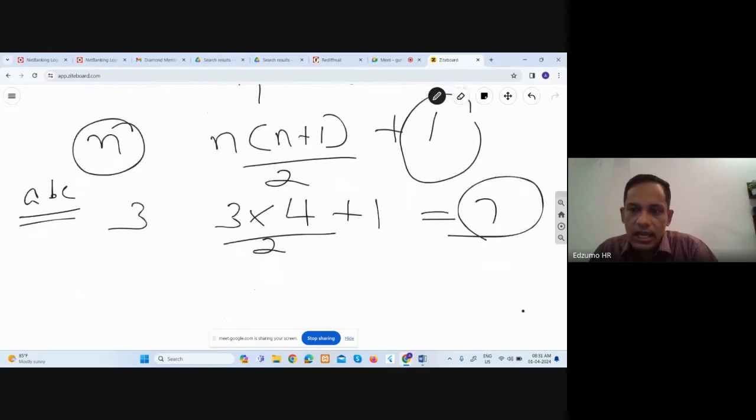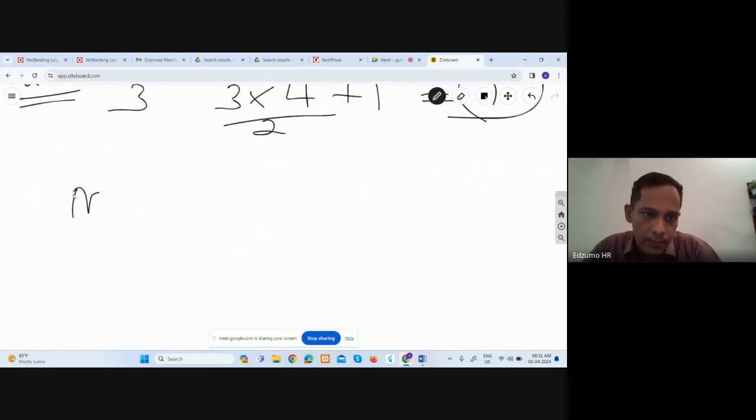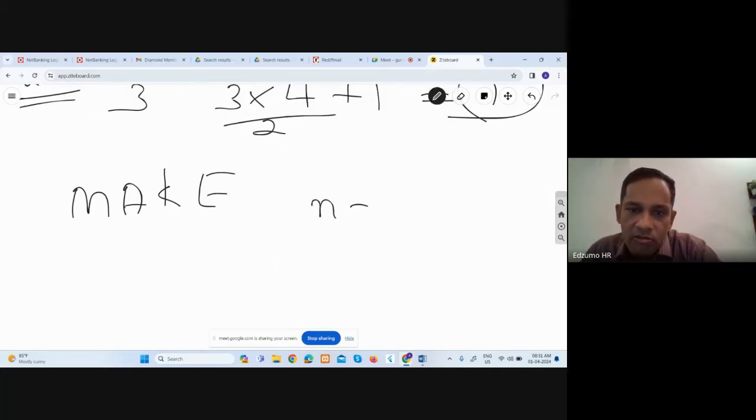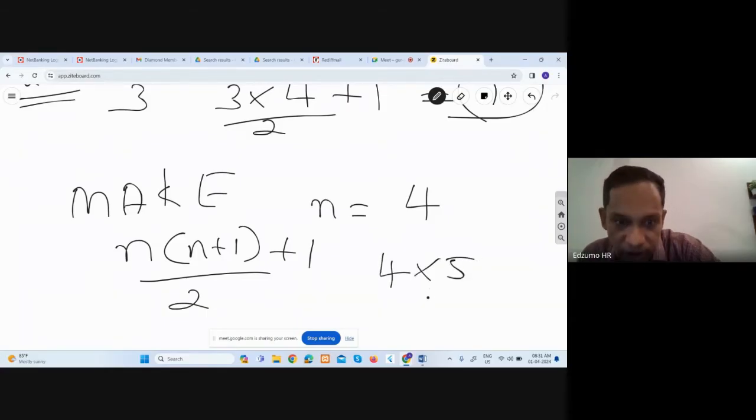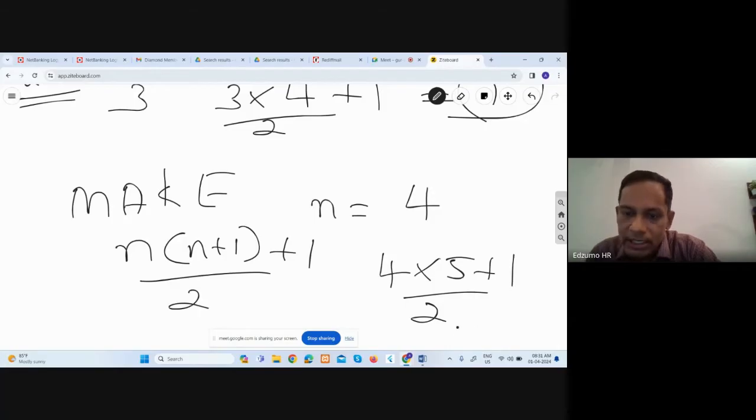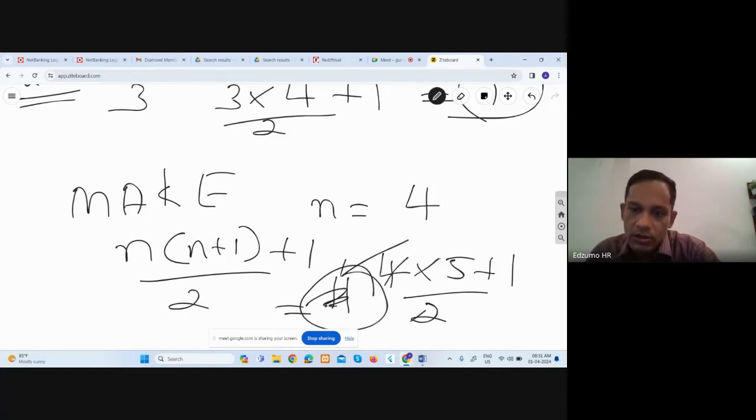Suppose I have a string like MAKE. How many characters are there in this string? 4. So how many substrings are possible? n(n+1)/2 + 1. So n is 4, n+1 is 5, 5 by 2 plus 1. So you get 11 substrings. 11 substrings are obtained using n(n+1)/2 + 1. Understood? So I hope you are clear with this concept.